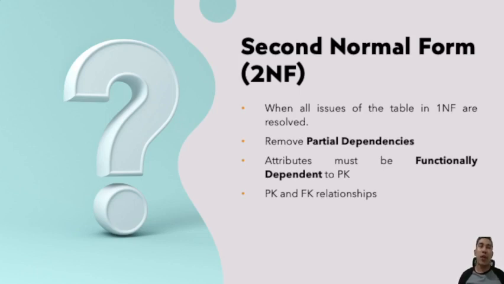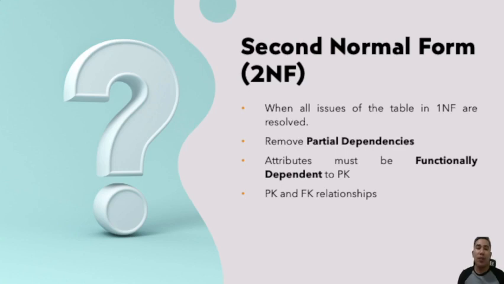In 2NF, make sure you have accomplished 1NF, or that you have fulfilled 1NF. Second, we have to make sure that partial dependencies are removed. And third, make sure that all fields in that table are functionally dependent. And you have to establish relationships between the tables that you have decomposed. And that is the essence of the primary key and foreign key relationship.